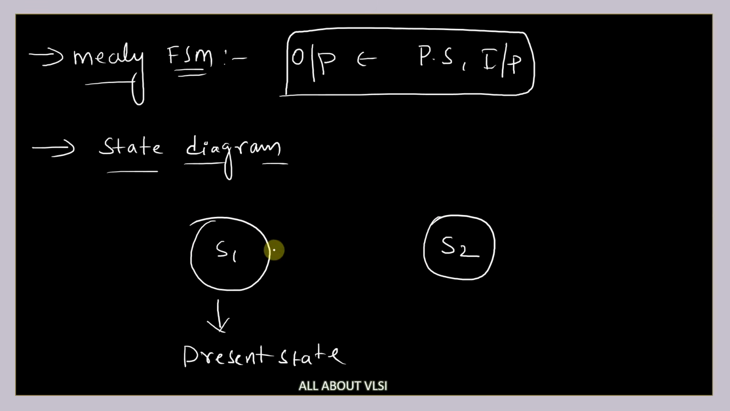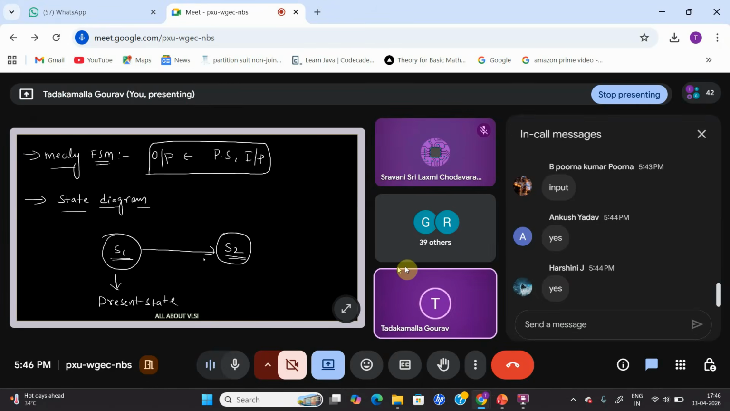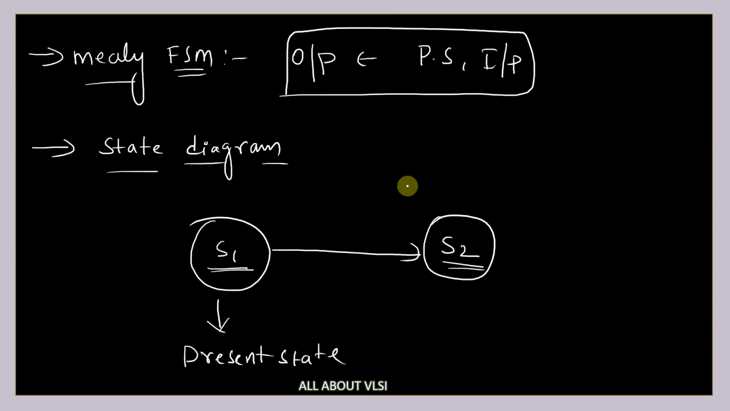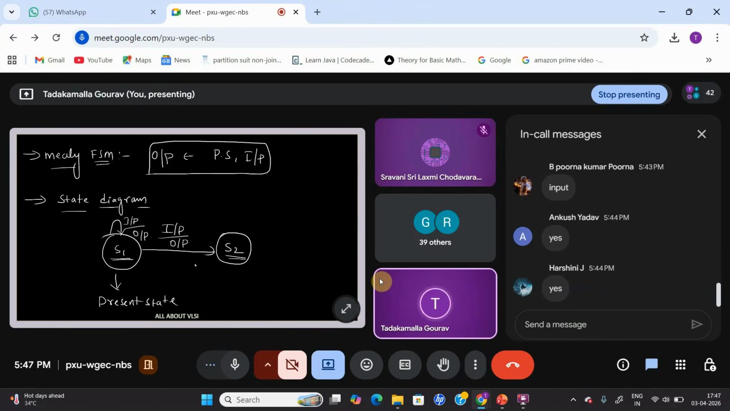And how are you going from the S1 state to the S2 state, from this particular present state to this particular next state? Who and how are we deciding? Anyone wants to answer? Exactly. So based on the input, we are deciding whether from the S1 state we go to the S2 state, or else, based on the input, we stay in the same state. And since it's a Mealy FSM, our output is also dependent upon the input. So this is how the FSM state diagram is going to look. Is it clear, guys? Yes or no?